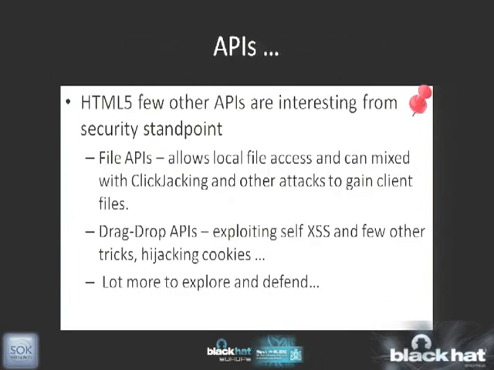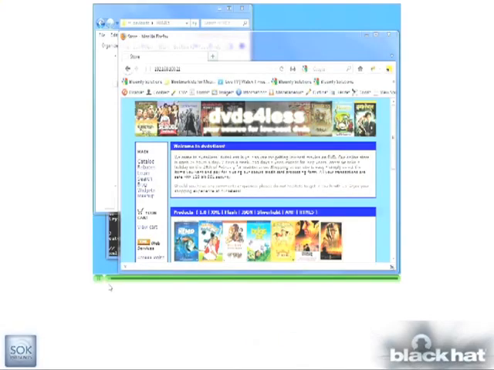So other APIs which are coming are a file API, drag and drop APIs, and so on. So a lot of different stack around which one can craft attack vectors. So say for example, let me show this sustained XSS one.